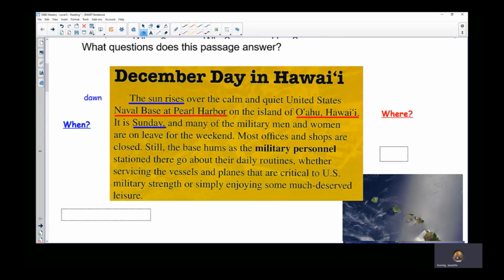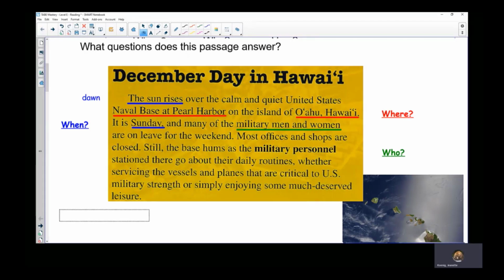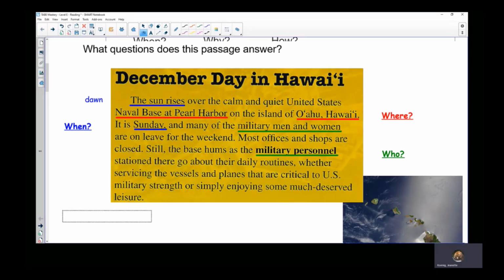Any other questions that you can answer? The who? Men and women. Okay, good. Military men and women. Well, it says military personnel, but that's a synonym for military men and women. Yes. And one of the things I'm just going to point out as an aside, you notice how military personnel is in much darker text than the rest of the text.